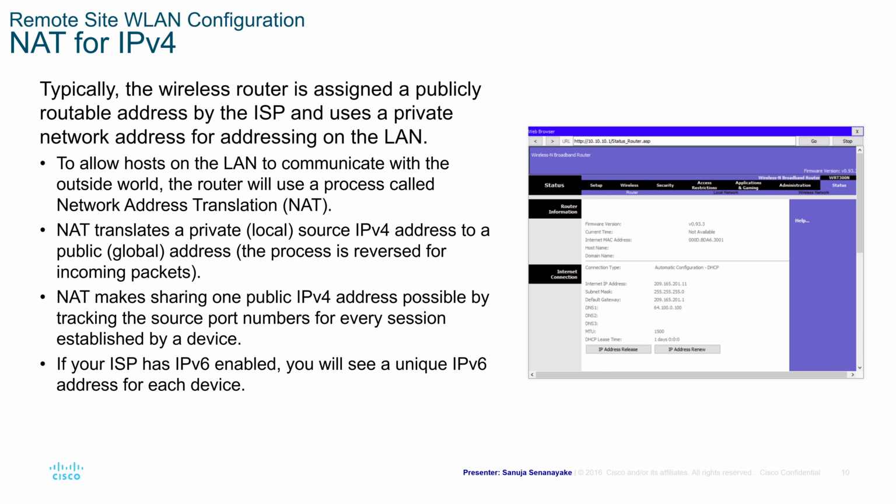NAT makes sharing one public IPv4 address possible by tracking the source port numbers for every session established by a device. If your ISP has IPv6 enabled, however, you will see a unique IPv6 address for each device, and you would not need NAT because we have enough IPv6 addresses available for everybody.